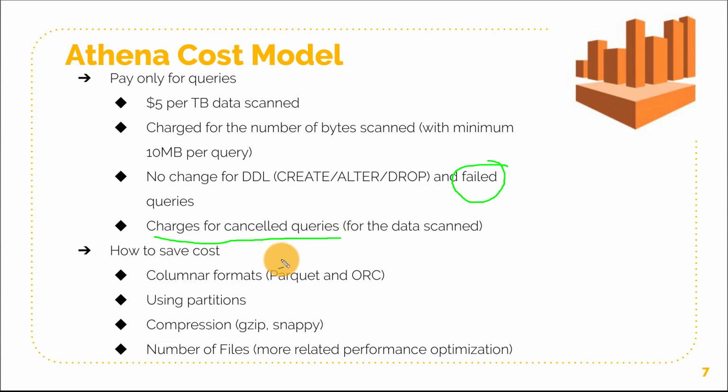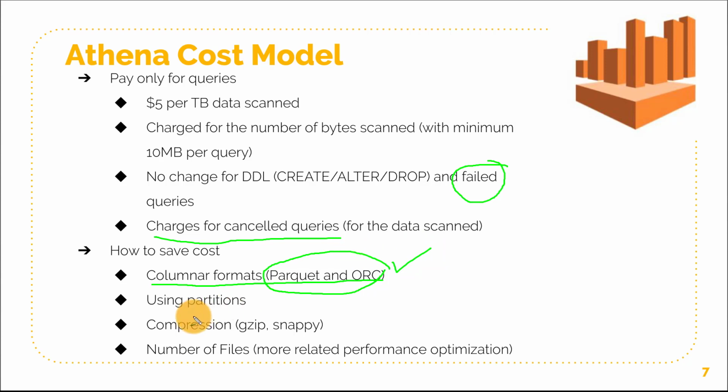The first way is to use columnar formats, which are Parquet and ORC, which we already covered. These are storage efficient formats, and you'll be charged less in S3. And obviously, if the memory footprint is less for Parquet and ORC, less data would be scanned.